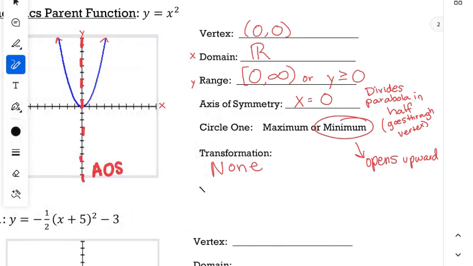Okay, one more thing we need to include is the y-intercept. Well, y-intercept and x-intercepts. Okay, the y-intercept is where it crosses the y-axis. So where does it cross the y-axis? Yeah, 0, 0. So make sure you write a coordinate.